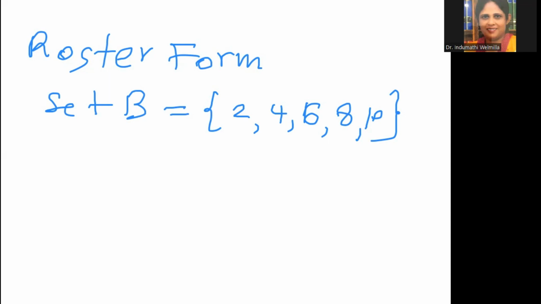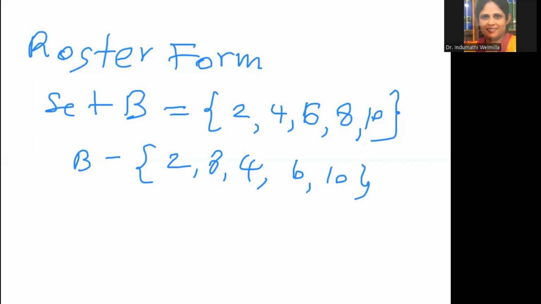For example, the set of the first even numbers can also be defined as B equals {2, 8, 4, 6, 10}, no order, right? Also, if there is an endless list of elements in a set, then they are defined using a series of dots at the end of the last element.